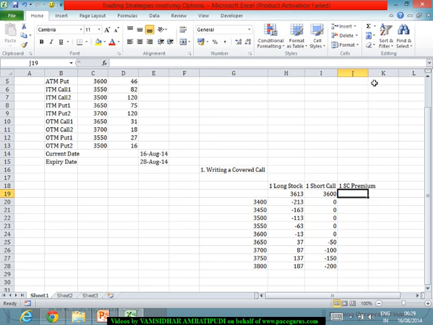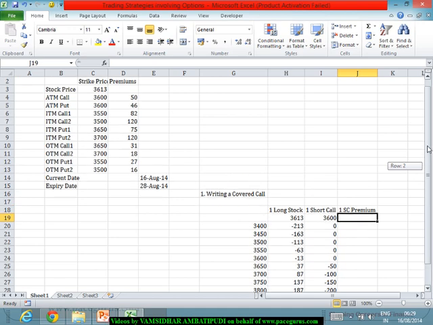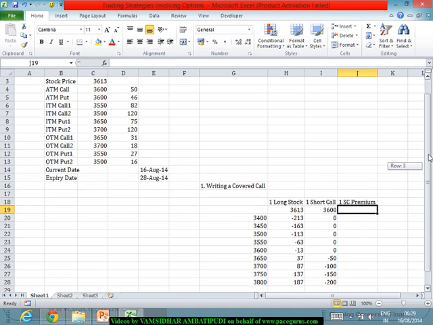which I would have received today. Because of the short call, in any option positions there is a short or long. In the short position, the premium is received. In the long position, the premium is paid. So because this is a 3,600 call, the premium is going to be 50 and I am going to receive this premium. So there's going to be an additional amount going up.